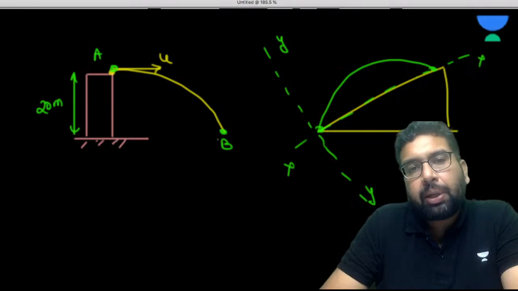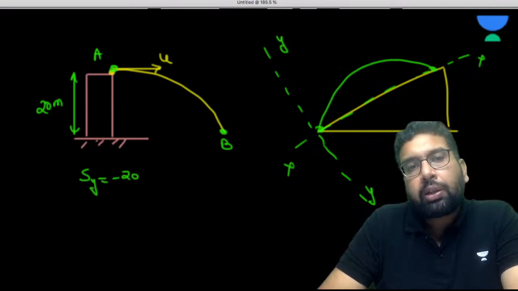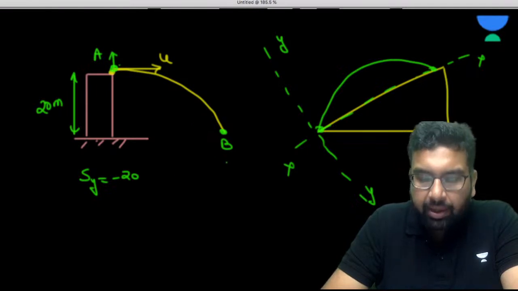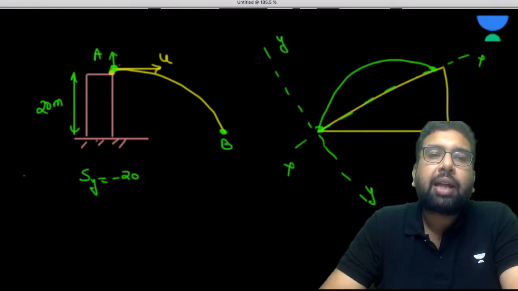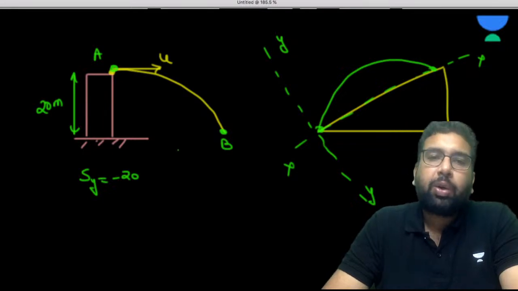So from A and B, if you consider the y direction, that is 20. What is the initial velocity in y direction? It is 0 in this case. And what is the acceleration? It is minus g. You have the displacement, you will get the time. So the same things we are going to do, nothing else.